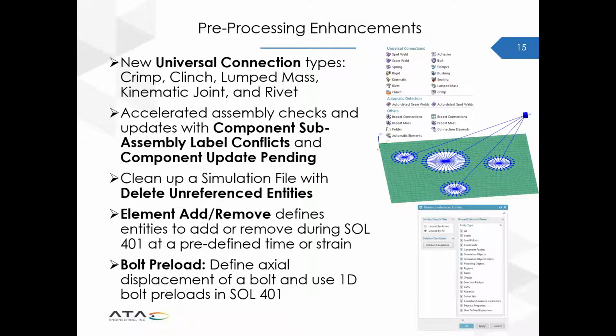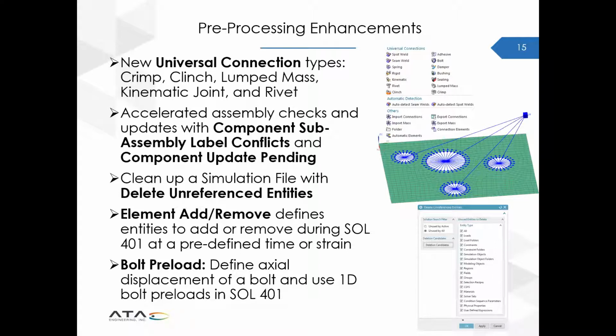There are a lot of different universal connection types, so I've shown that drop down here. And in this release, there are a few new ones, specifically crimp, clinch, lumped mass, kinematic joint, and rivet. In addition, this release brings two new commands that can accelerate checks and updates for assembly thems.